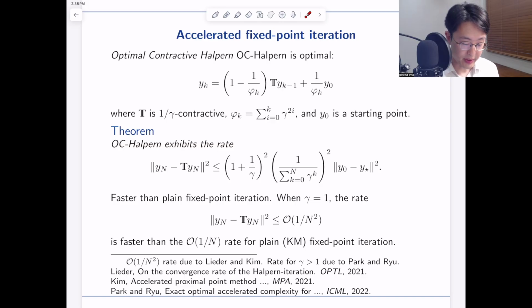In particular, when gamma is equal to 1, this theorem guarantees a 1 over n squared rate. And this is faster than the 1 over n rate that you would get with the plain KM fixed point iteration.